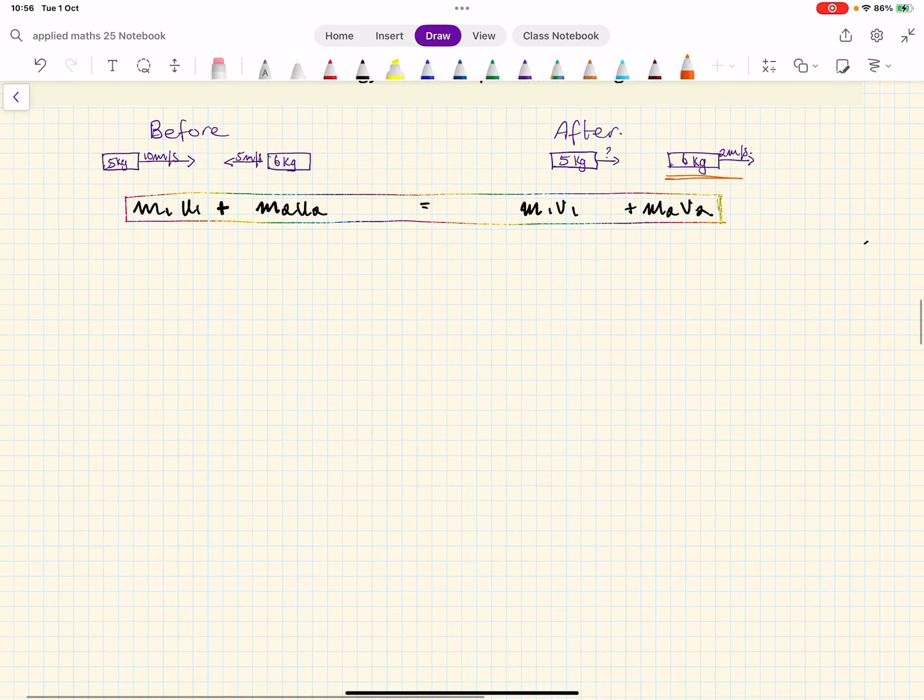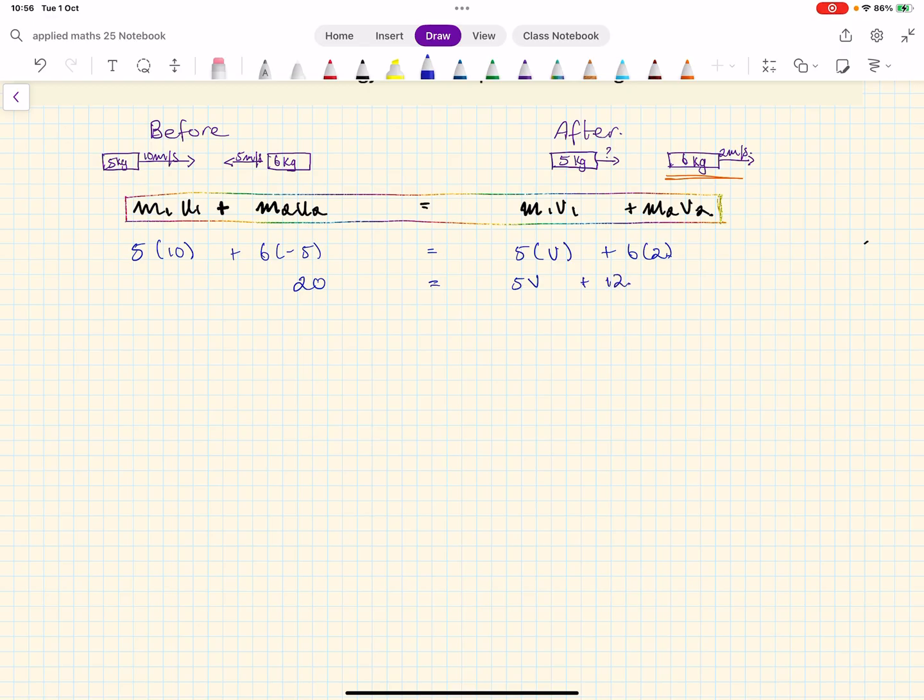So before, we have the situation set up there, and we are going to use our law of conservation of momentum. So that's going to be 5 times 10 plus 6 times minus 5 is equal to 5 times v plus 6 times 2. And 5 times 10 minus 6 times 5 is going to give us 20, is equal to 5v plus 6 2's are 12.